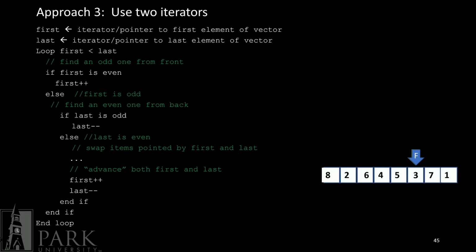And hopefully you're watching the visualization. If not, let's watch it again. This approach scans the vector only once. It doesn't shift items or use another helper vector. The time complexity is n without the extra memory space as needed in the second approach.